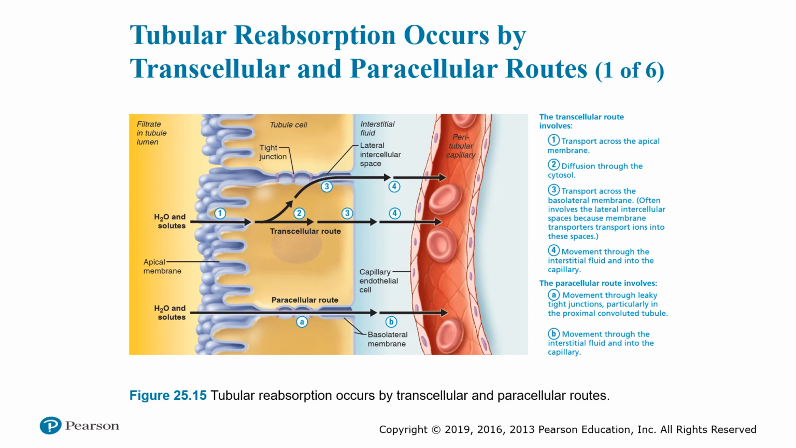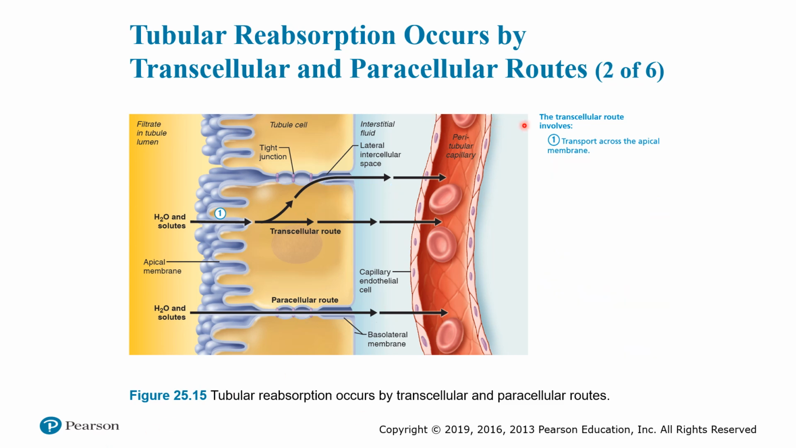Now let's see in detail how the substances are absorbed. What are the processes? Let's go over all the steps slowly. Let's look at the transcellular route. Our water and solute come in the cell from the apical surface. This is the lumen in which the filtrate is. This is the tubular cell. This is the apical surface. This is the basal surface. This is the interstitial fluid, and this is the capillary. So our water and solute have come in from the apical side.